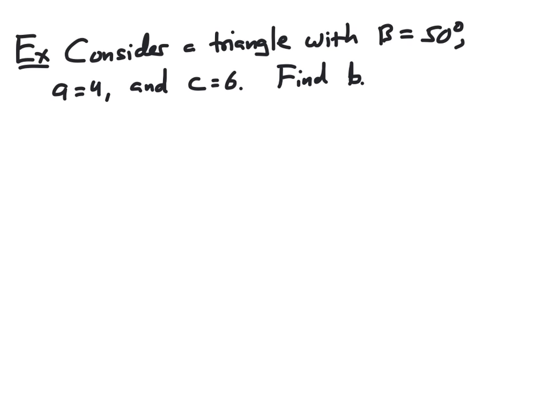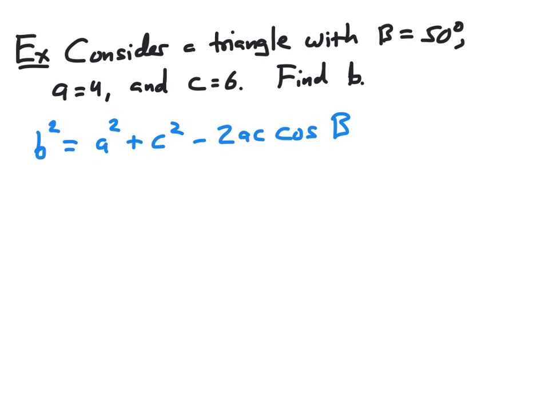So to see an example using the law of cosines, let's consider a triangle with angle B equal to 50 degrees, side length a equal to 4, and side length c equal to 6. And here we're asked to find the side length b. Since we want to find a side length, we want to use one of the first three versions of the law of cosines. And since we want to find b, we're going to use the one that is solved for b squared. And the rest of that formula is a squared plus c squared minus 2ac cosine of B.